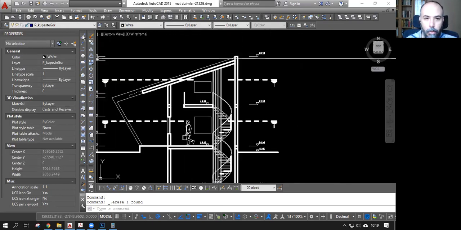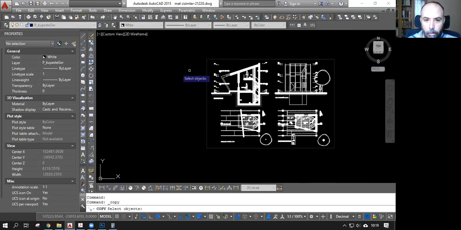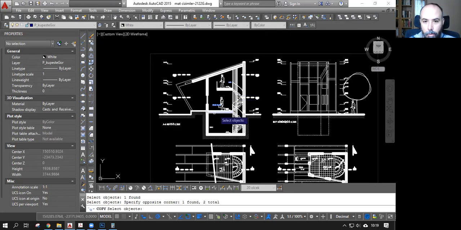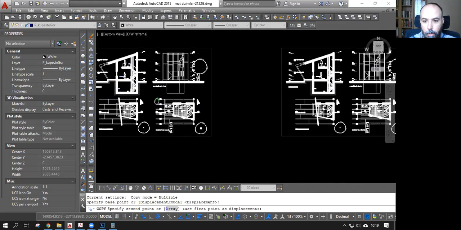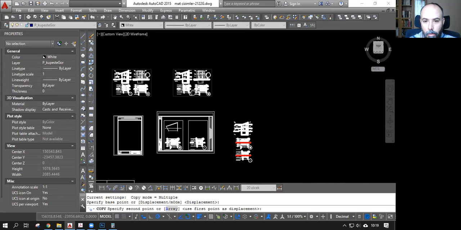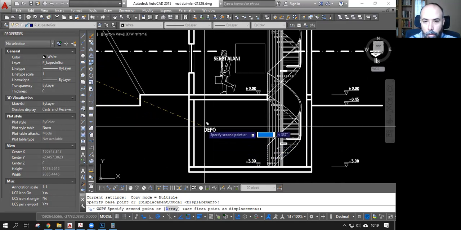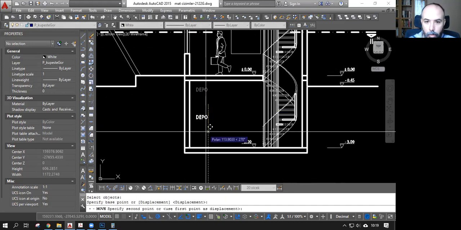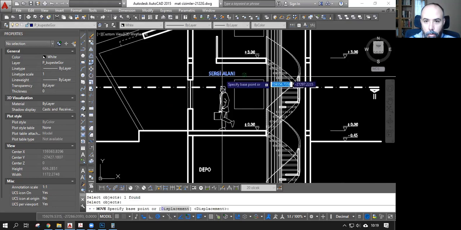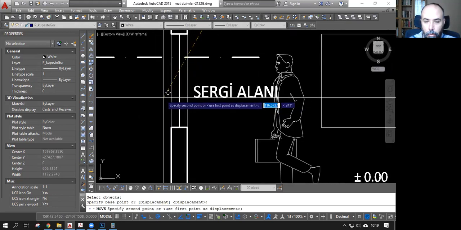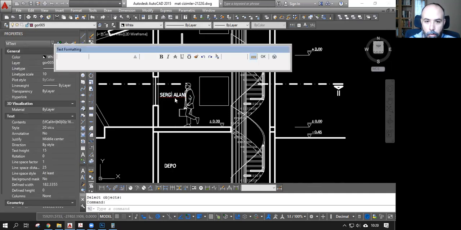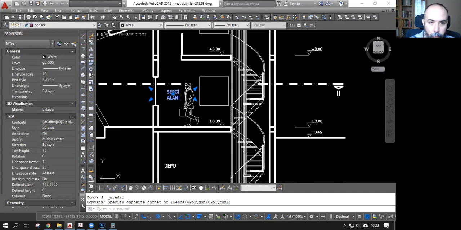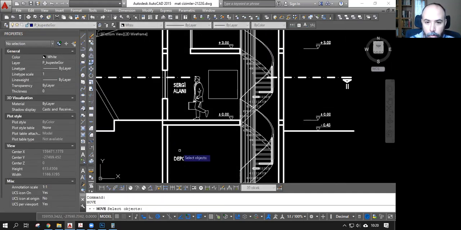And I need to write the names of the spaces, both indoor and outdoor spaces. So this is an exhibition area, this is an office area, and this is a storage area. So I will write the names here. Maybe I can use this corner or the middle part of each space. I can do this like that, so it will be nicer. And this is the exhibition area.